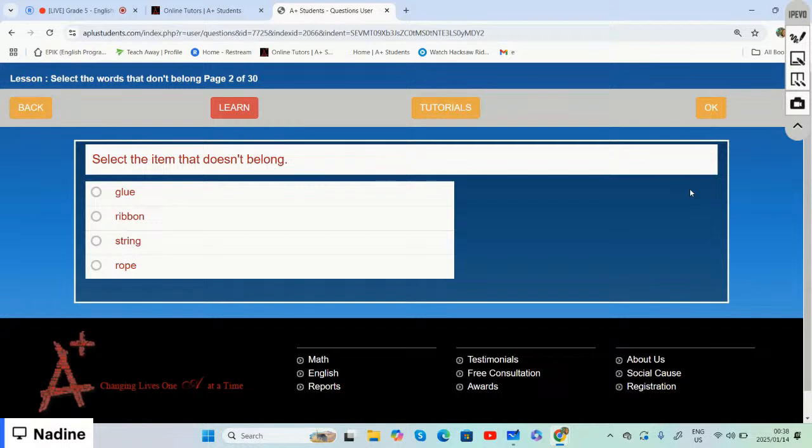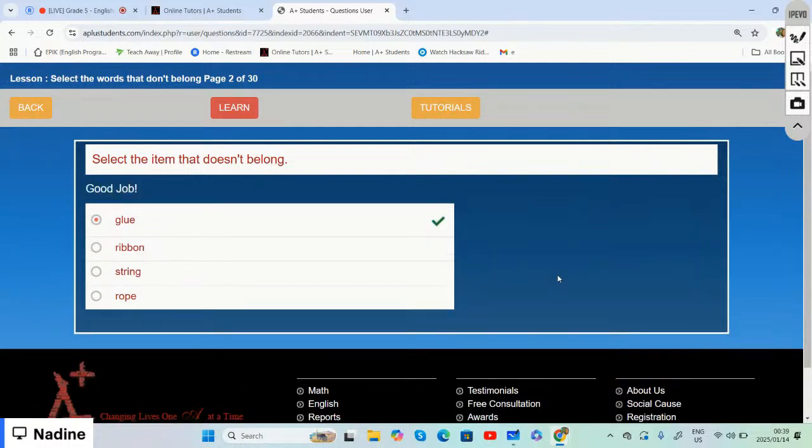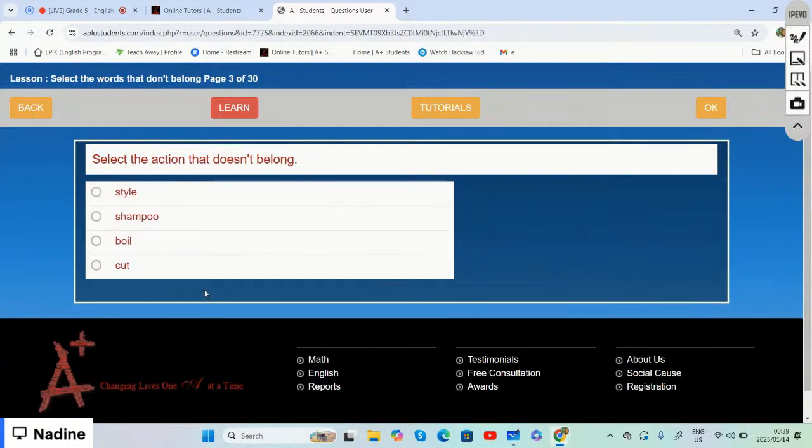Yes, and the word that doesn't belong, we can say glue doesn't belong. Glue has got nothing to do with either a ribbon or a string or a rope, something that you can use to tie, right? So, ribbon, string, and rope are things that we can use to tie, but we can't use glue to tie. We use glue to stick. So, well done. Glue does not belong.